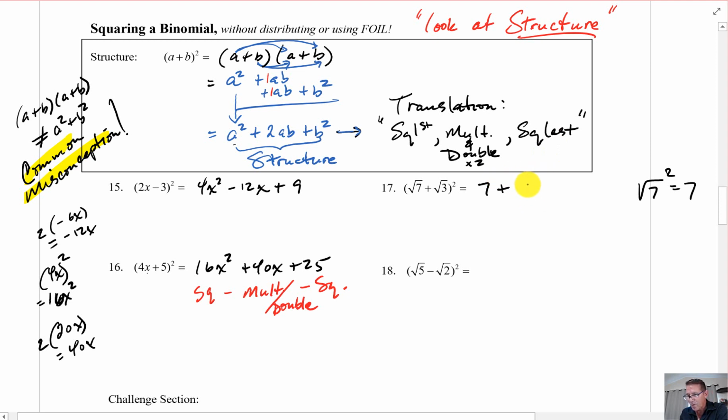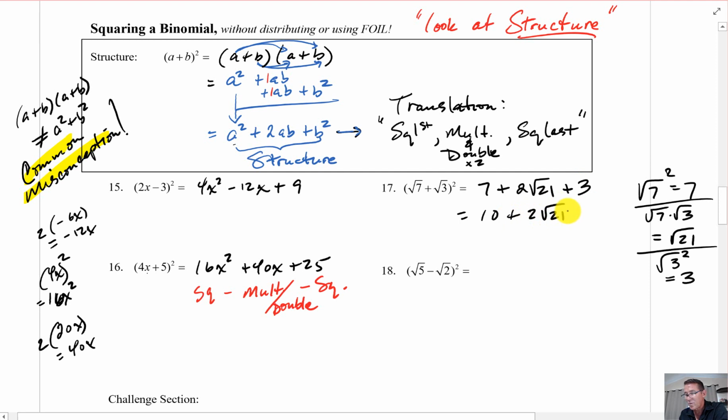Excuse me, 2 root 21. So you take root 7 times root 3, you get root 21, and then you double it and you get 2 rad 21. Alright? Root 7 times root 3 is equal to root 21, and then you double it, so you multiply by 2, and then you square the root 3, and you get 3. I just showed you the steps up there: square, multiply, double, square. And then you get plus 3, and then you simplify. 7 and 3 is usually 10, so you get 10 plus 2 root 21.